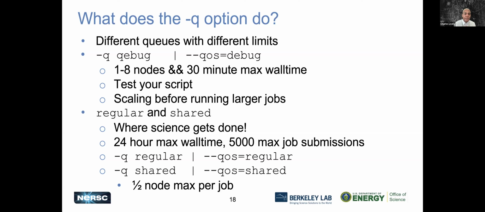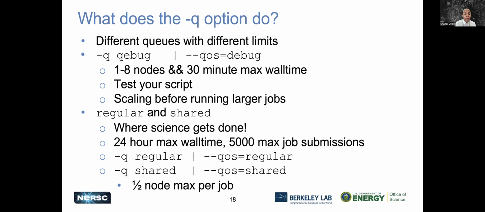But at a high level, these are some considerations and restrictions for each of the qualities of service that you can use. If you do a debug, it's 1 to 8 nodes, 30-minute max wall time. It's good for testing your script and scaling before running large jobs.